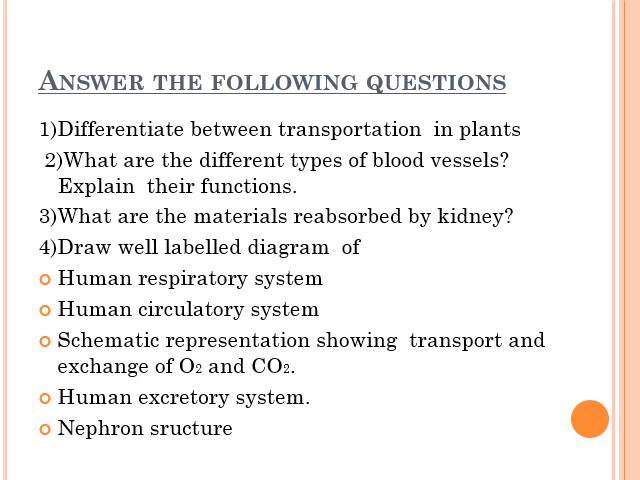Third question is, what are the materials reabsorbed by the kidney? There are different types of materials which are reabsorbed by the kidney, such as glucose, amino acids, salt, and a major amount of water. Now fourth question, children, is to draw well-labeled diagrams of the human respiratory system, circulatory system, a schematic representation showing transport of oxygen as well as carbon dioxide exchange, the human excretory system, and nephron structure.